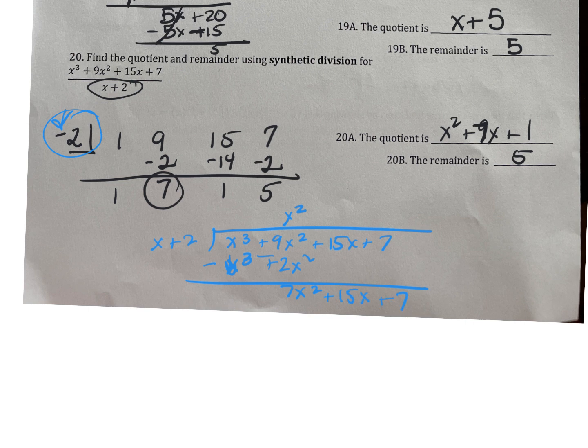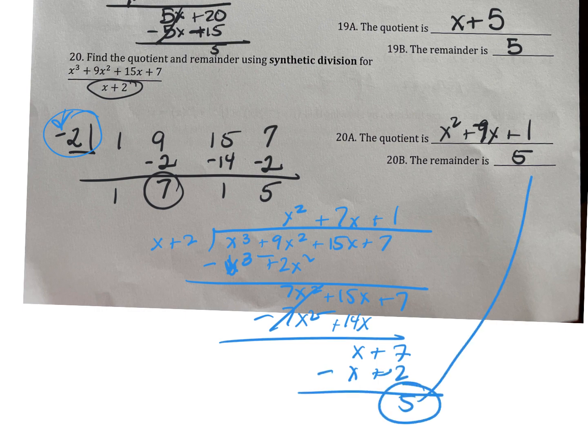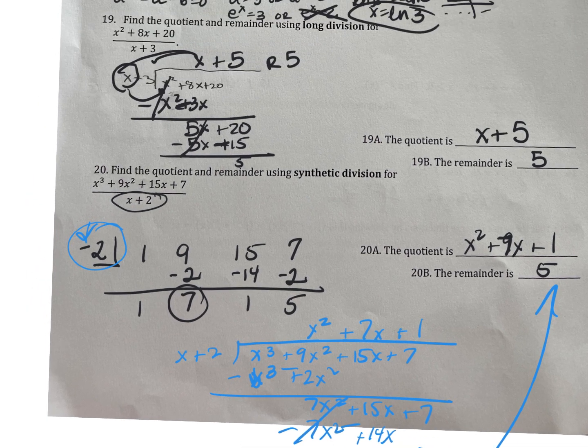How many times does x go into 7x squared? It goes in 7x times. Looking good so far. 7x squared plus 14x. Change the signs and add. And this will go in 1x. And that's x plus 2. Change the signs and add. Remainder of 5. Good. So no reason you can't use the other methods to check both methods.